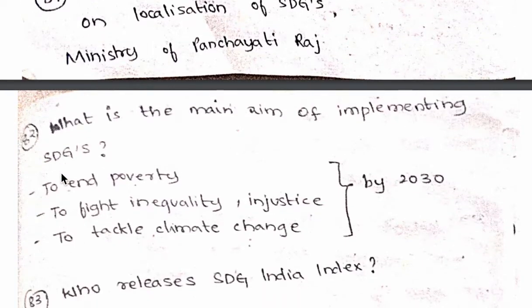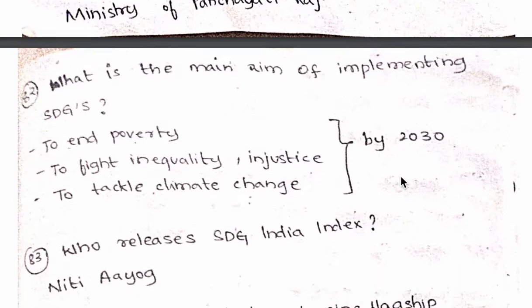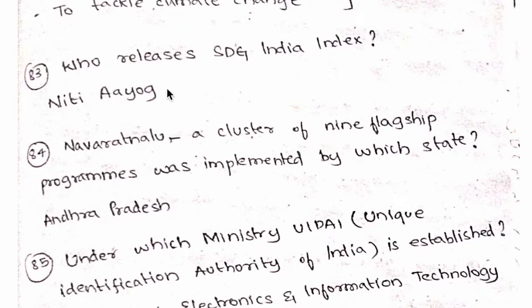82nd question, what is the main aim of implementing sustainable development goals? So the main aim is to end poverty, to fight inequality and injustice, and to tackle climate change by the year 2030. 83rd question, who releases Sustainable Development Goal Index, India Index? It is Niti Aayog. 84th question, Navratnalu, a cluster of 9 flagship programs, was implemented by which state? It is implemented by Andhra Pradesh.